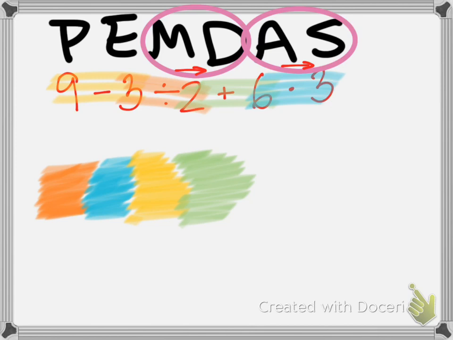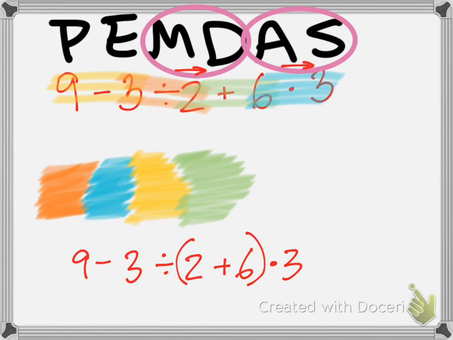Now, I have a question for you, right? So I see this problem right here. I had 9 minus 3 divided by 2 plus 6 times 3. Now, I have a question for you. Did my problem change at all? I just put some little parentheses in. I just did some tiny bit right there. Did my problem change at all? Yeah, it did. Now this is tricky. What about if I did that? Did my problem change at all?